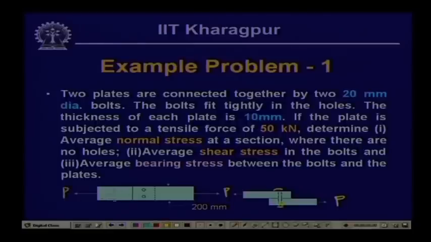This is the plan of the 2 plates, and if we cut the plate here and here and view from this side, the section looks like this. So, the width of the plate is 200 millimeter and the thickness of the plate is given as 10 millimeter. And the tensile pull that the plate is subjected to is 50 kilo Newton.